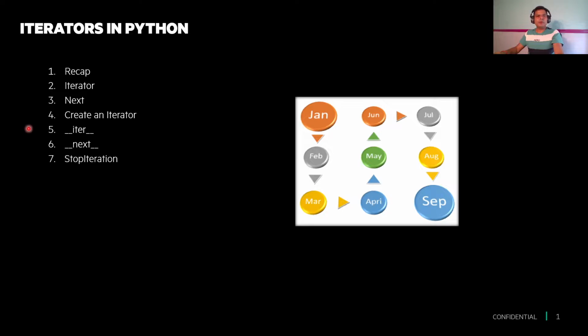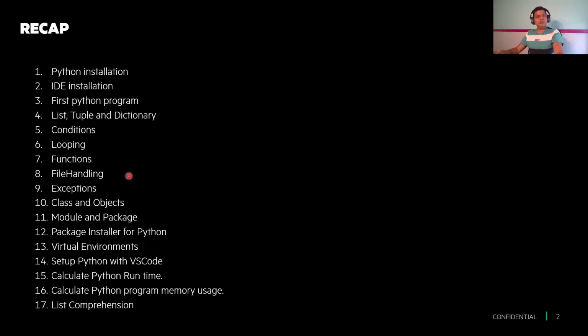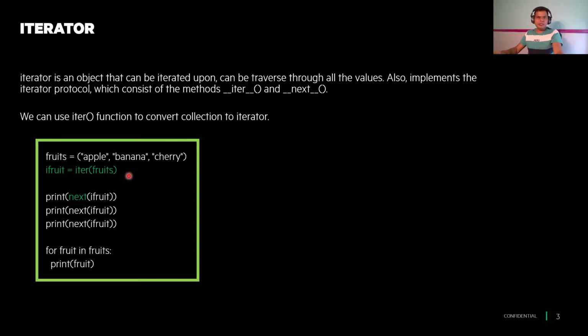Today we'll be talking about iterators in Python. We'll be going through the iterator definition, we'll be talking about next and how to create a new iterator itself. We'll be talking about the iter and next methods, and at the end we'll be going through the usage of StopIteration. So overall we are trying to build the ground for generators, and to understand generators, we need to know iterators.